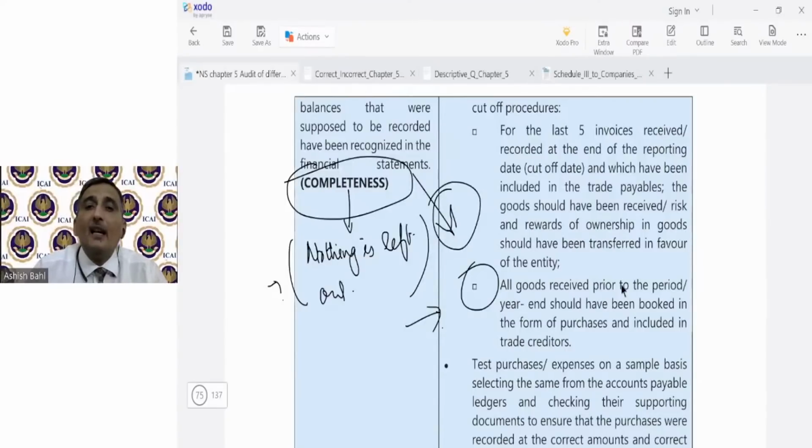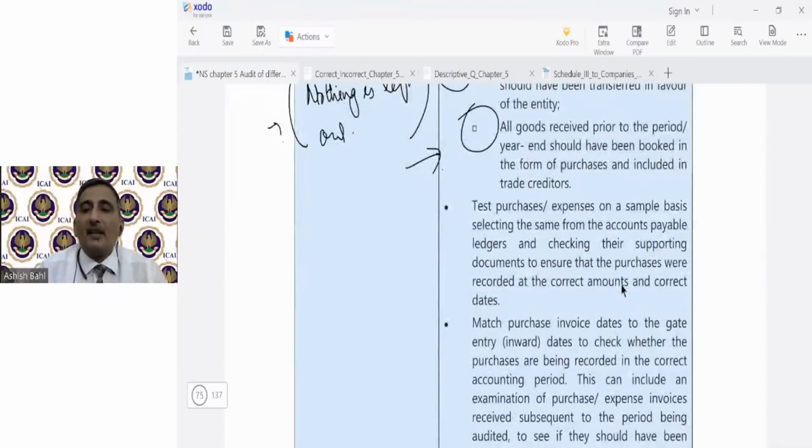And similarly, for the last 5 invoices, for the last purchase invoices, you have to also see whether stocks have been received in respect of the same. So it is not only that, you have to see the reverse thing also. So test purchases expenses on a sample basis.